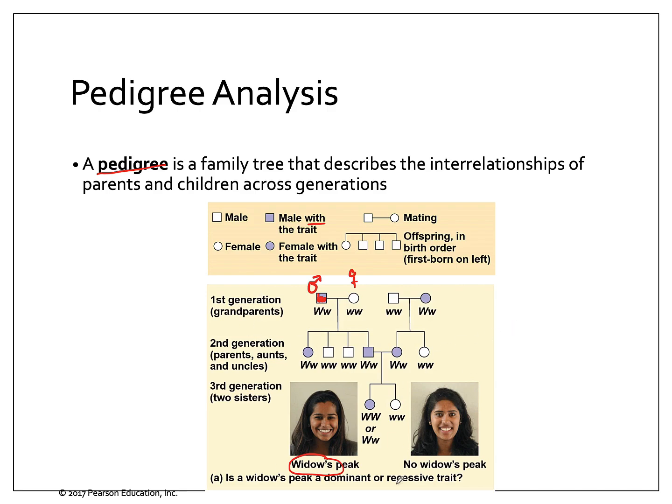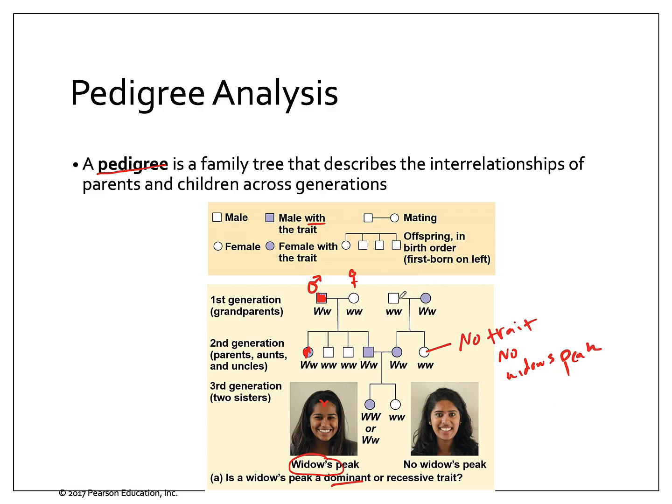In this case, a widow's peak is a dominant trait. So anybody who's shaded in purple is either going to be a male with a widow's peak or a female with a widow's peak. And the widow's peak is the little peak there on the hairline on the forehead. Anybody who is not shaded in, so these are going to be white. The shaded colors can be any color. They're usually just black or white. This means that they do not have the trait. So this person would have no widow's peak.